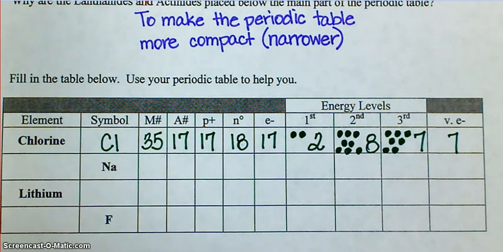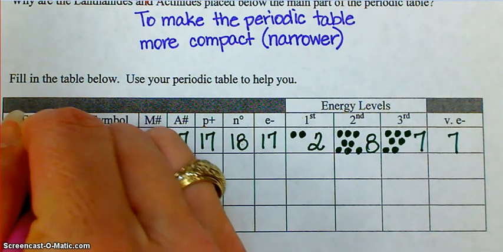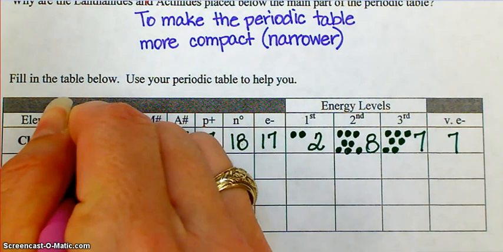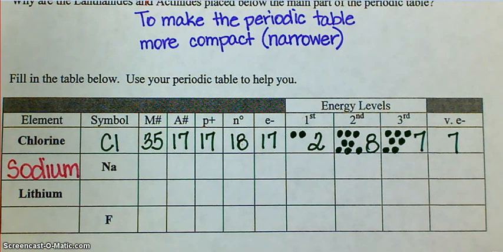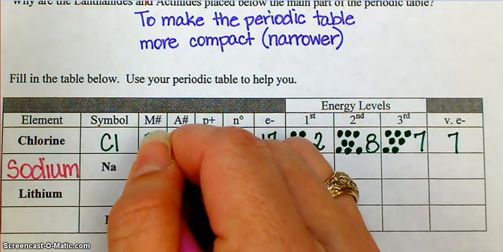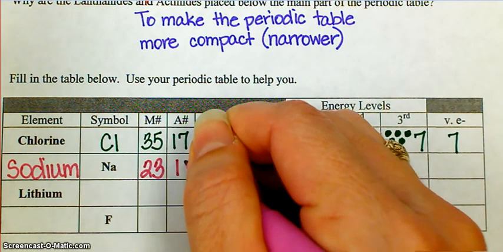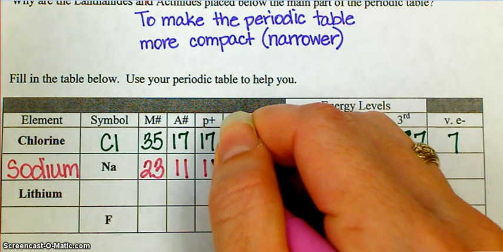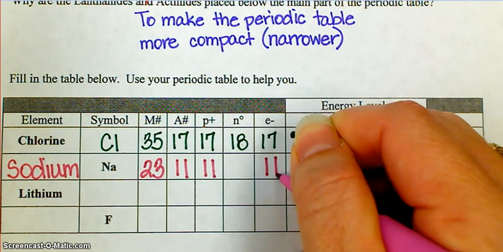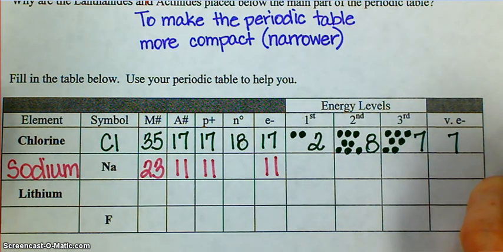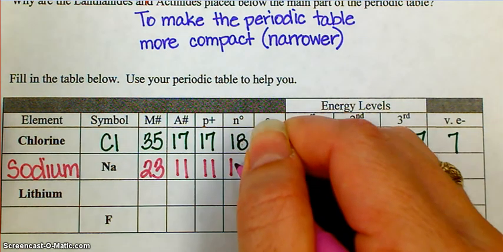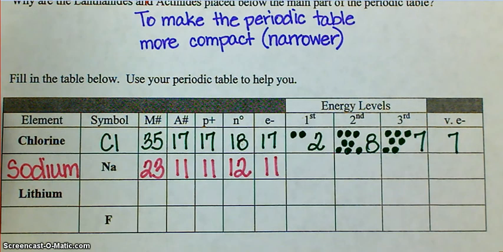All right, Na, what does that stand for? Sodium. Mass number: 22.99 is the atomic mass off the table, so what do we do with it? Round it to 23. Atomic number? 11, which means we have 11 protons, and as long as it's neutral, we also have 11 electrons. How many neutrons? 12, because 23 minus 11 is 12.